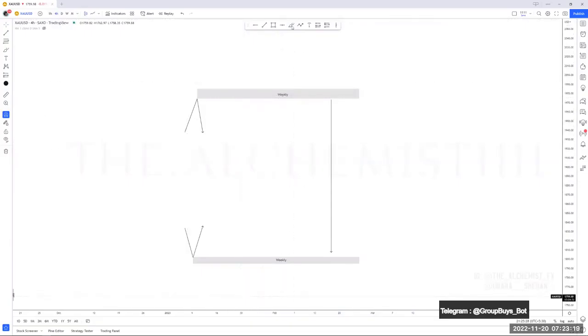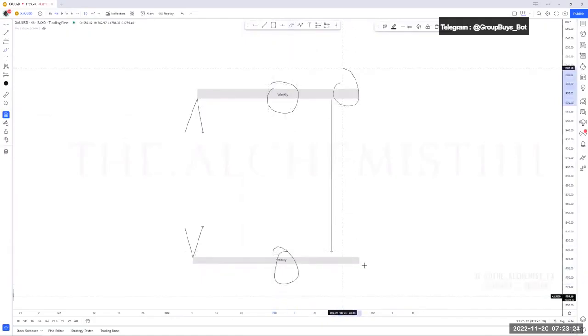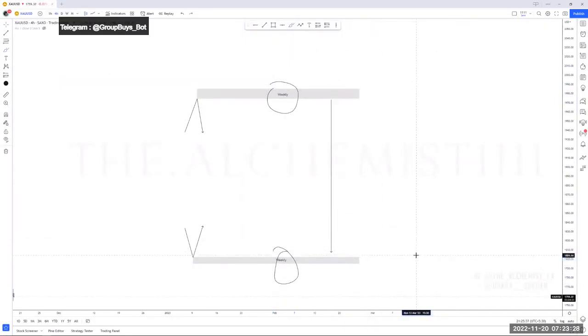So this is about the storyline. Now I'll show you examples. If it starts on a weekly, it ends on a weekly. If it starts on a monthly, it ends on a monthly. If it starts on a daily, it ends on a daily. Now the next thing is, how does the storyline start, and how does it end?